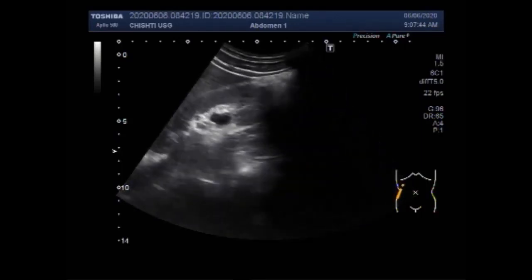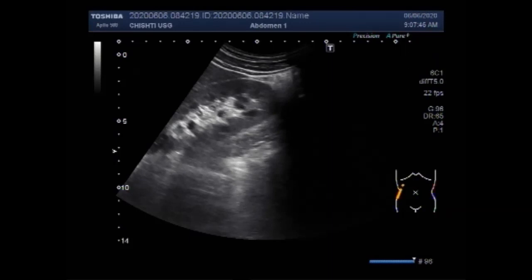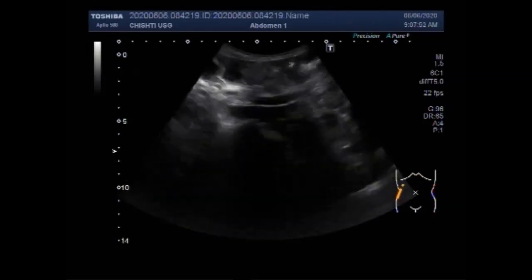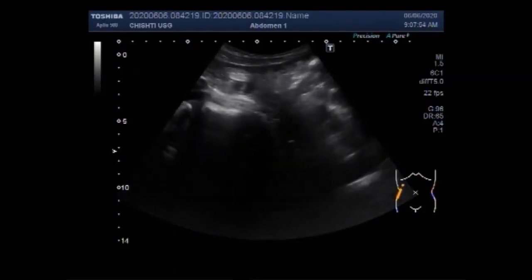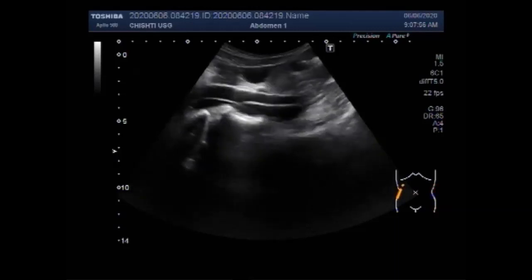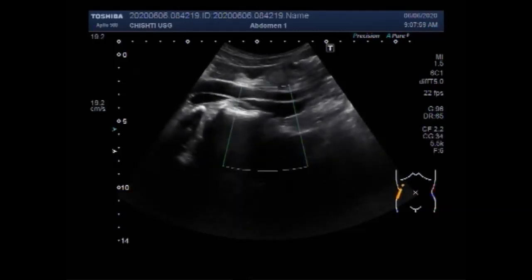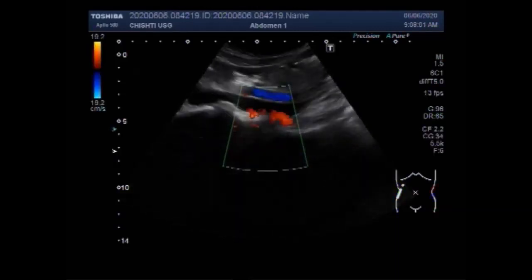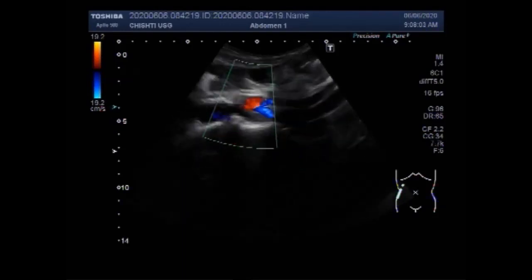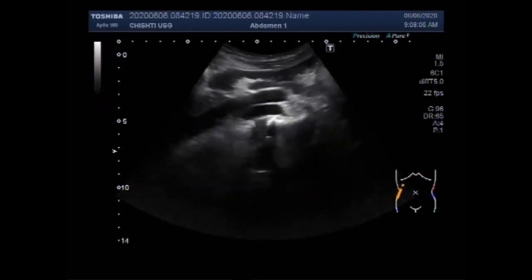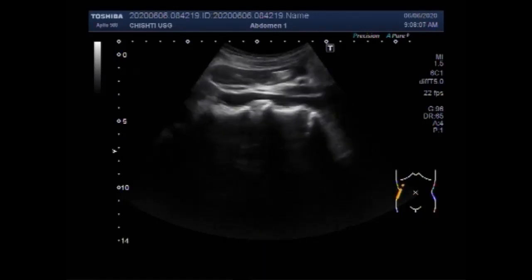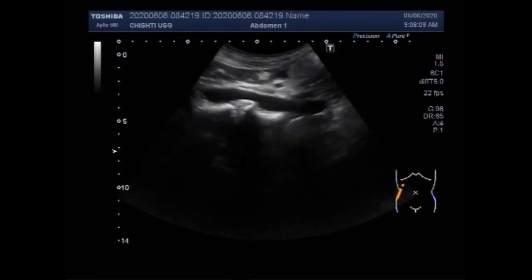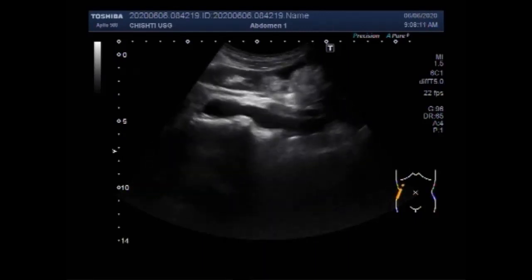The stone in the ureter nearer the kidney shows mild to moderate hydroureter, but if the stone lies in the distal portion of the ureter, the intensity of the hydroureter is small. You can see the ureter shows very minimum hydroureter.